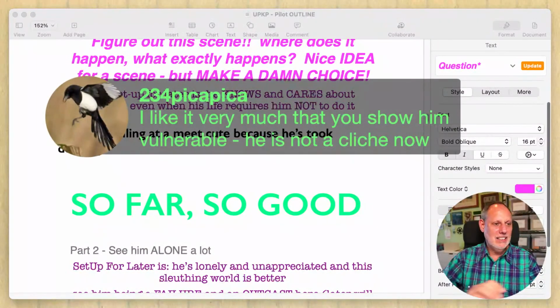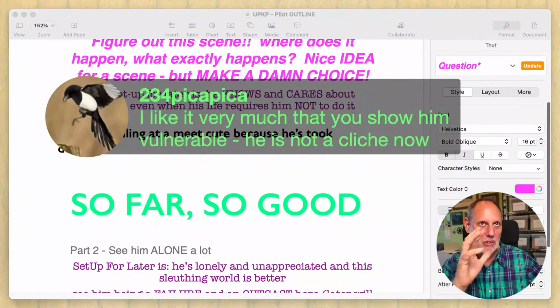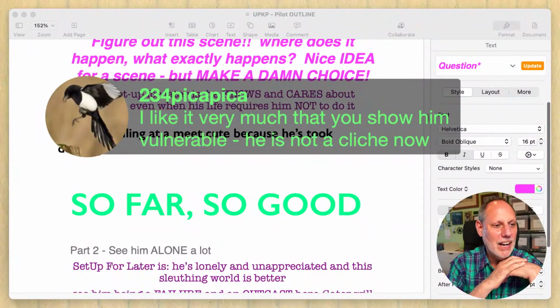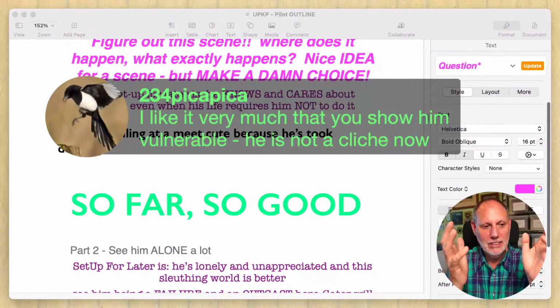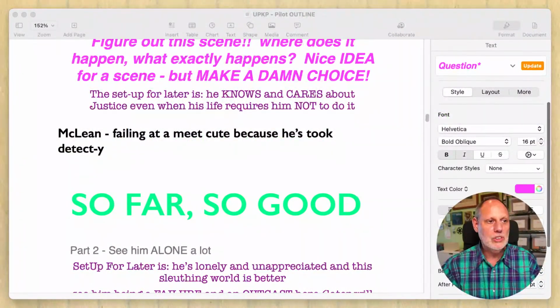Yeah, exactly. He's not a cliche now. I mean, he's got some like. Yeah, I've got a sense that he's got strengths and weaknesses, and everybody does. Everybody has more than one side to them.